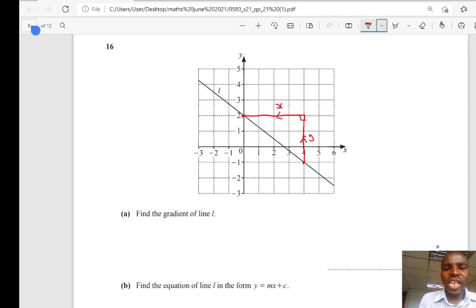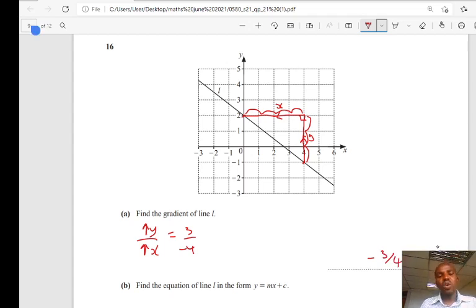So increase in y, you are saying 1 box, 2, 3. So I'm moving in the positive direction of y. So it's 1, 2, 3. It will be 3. Increase in y over increase in x, so it will be 3 over. Then for x, it will be minus 1, minus 2, minus 3, minus 4. So it's minus 4, right? So you get minus 3 over 4. That will be your gradient.